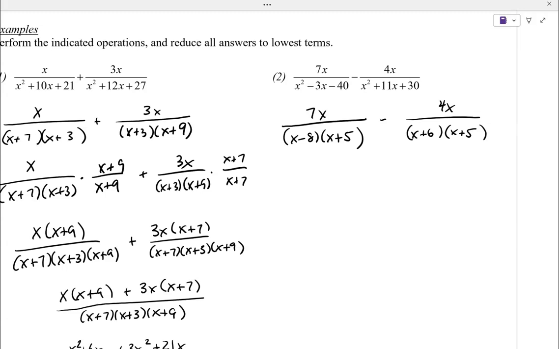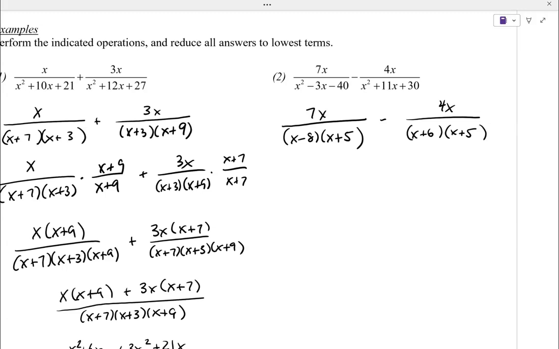Okay. All right. So now the next step, the reason why we factor is because that's going to help us identify the common denominator. So what do we need to see in the denominator for both fractions? What is the common denominator going to be? What's going to be the big denominator that we'll have at the end? x minus 8, x plus 5, x plus 6.